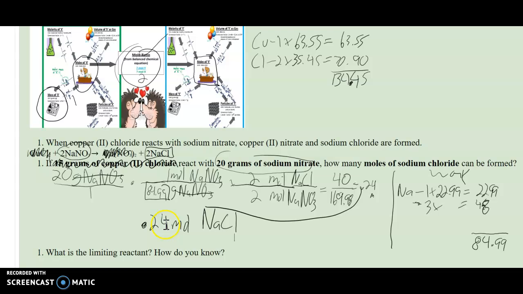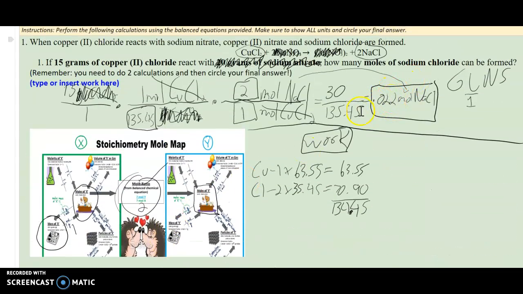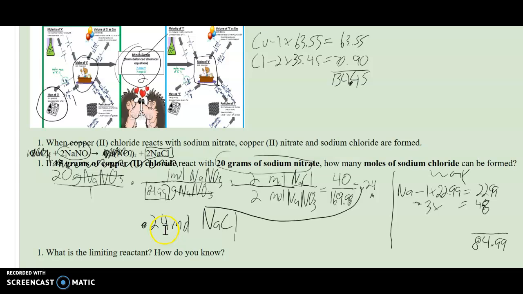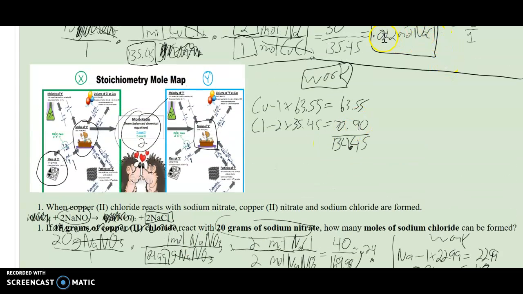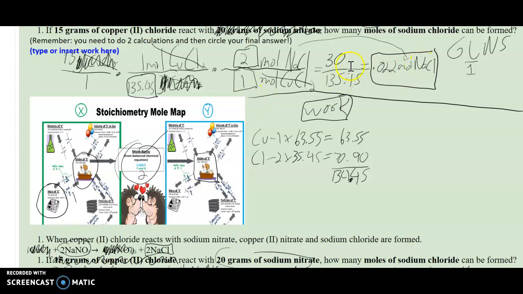And all I had to do all this for is to see which is the limiting reactant. So let's see, which is my limiting reactant? 0.022 or 0.24? Okay, 0.022 is much smaller. So now I know that this is my limiting reactant. I know this is the maximum amount of sodium chloride that can be made. So now I know that my limiting reactant is going to be my first one.